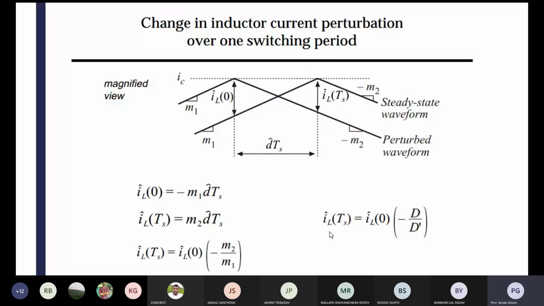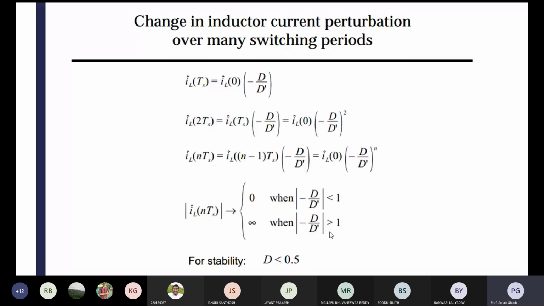Now the change of the inductor current perturbation over many switching periods. If you follow it for one switching period, first î_L(Ts) equals î_L(0) times minus D by D dash. For the second switching period, î_L(Ts) will be the initial condition for the second switching instance. So î_L(2Ts) equals î_L(Ts) times minus D by D dash.